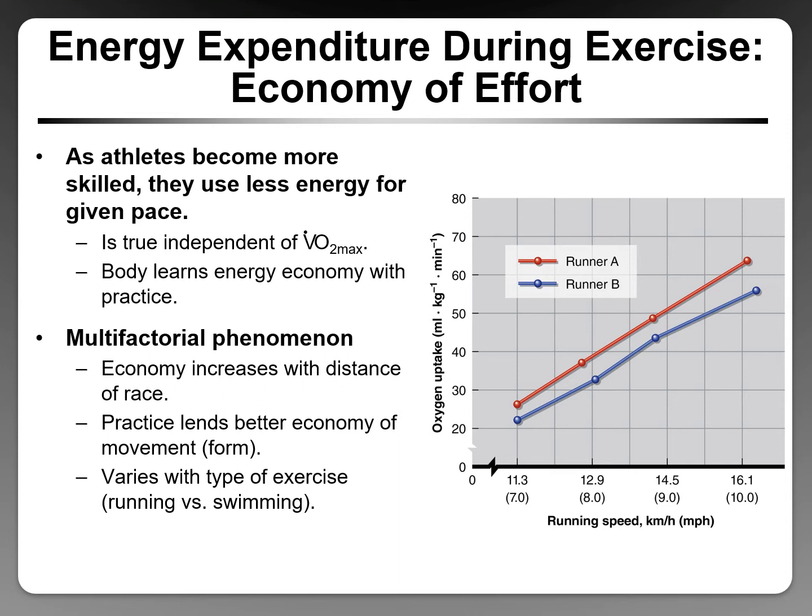We also have kind of this multifactorial phenomenon going on. We know that economy increases with the distance of the race, so individuals that run a marathon are much more efficient runners than people that run the 800. We also know that practice leads to better economy of movement. Your form improves. Also, this is going to vary with different types of exercise. So somebody that's a very efficient runner, that does not mean they're going to be an efficient swimmer. So what efficiency looks like for an individual will vary between the events, as well as what efficiency looks like between the events independent of that individual.